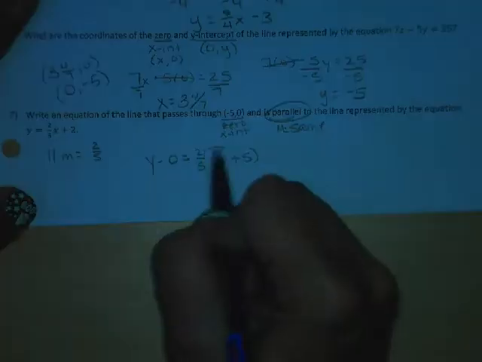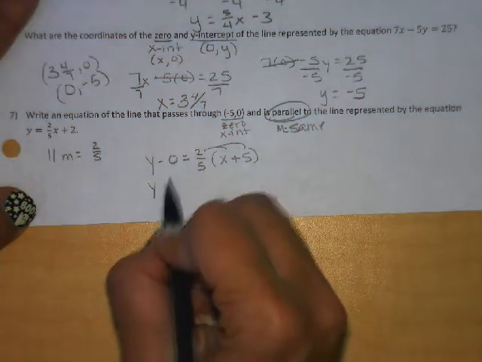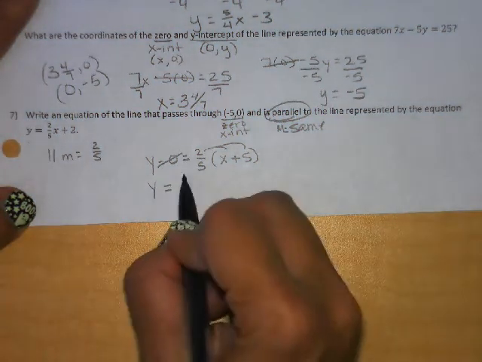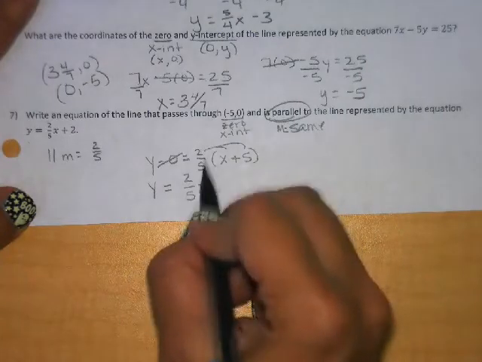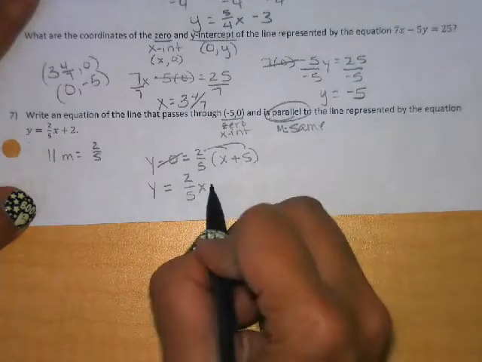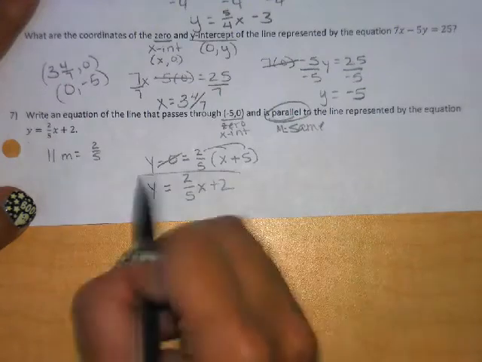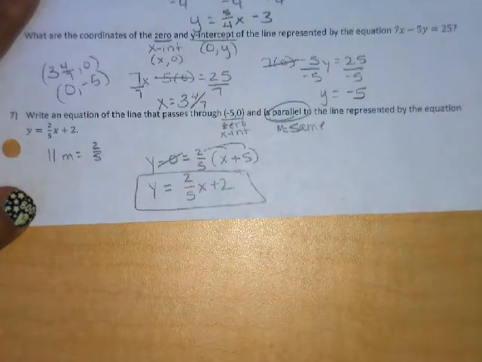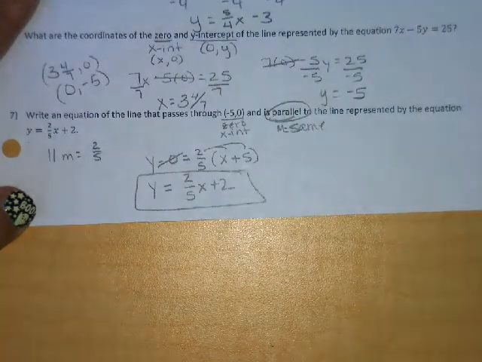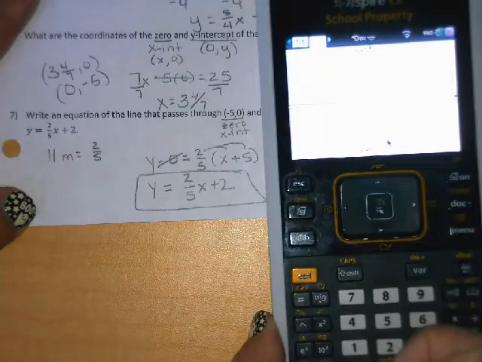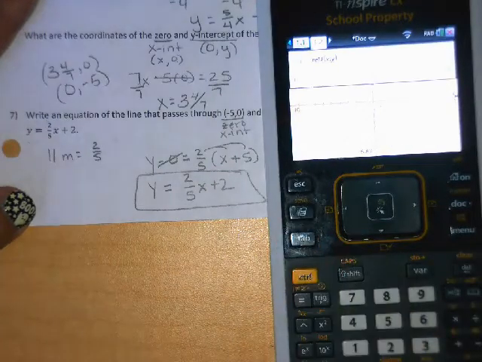So now I can distribute. I'm not even going to write this again. Y equals 2/5 x. 2/5 times 5 is just 2. And again, we shall graph it to make sure that it is in fact parallel.